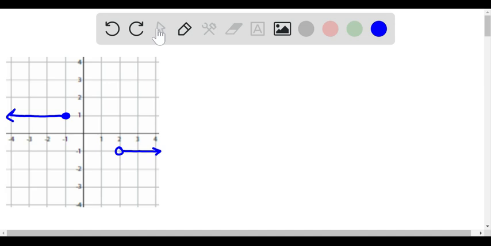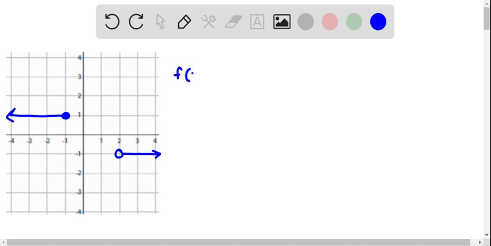Okay, we're going to start by writing the rule for this graph, also known as the piecewise definition. Notice the graph has two pieces, so we can write f of x equals and then put a brace and then leave space for two different lines, one line for each piece. And let's start with the piece on the left.